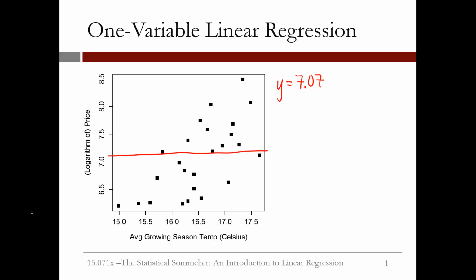But it looks like a better line would have a positive slope, such as this line in blue. The equation for this line is y equals 0.5 times average growing season temperature minus 1.25. This linear regression model would predict a higher price when the temperature is higher. Let's make this idea a little more formal.